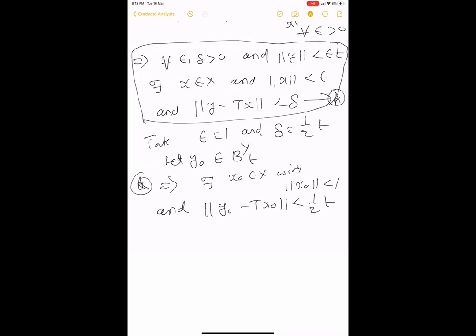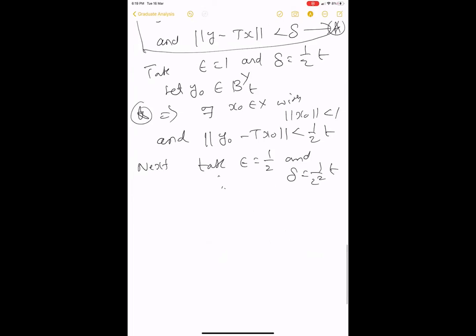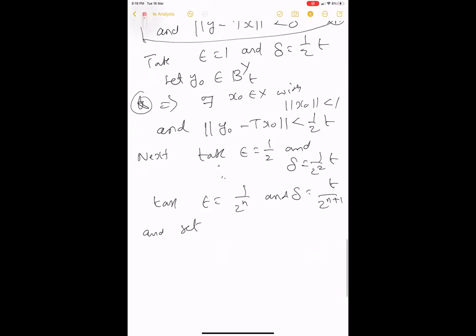So in the next step, take epsilon equal to 1 by 2 and delta equal to 1 by 2 squared t. Then you will get, let me just write, you can go on like this. And in the nth step, take epsilon equal to 1 by 2 power n and delta equal to t by 2 power n plus 1, and get a sequence y n.